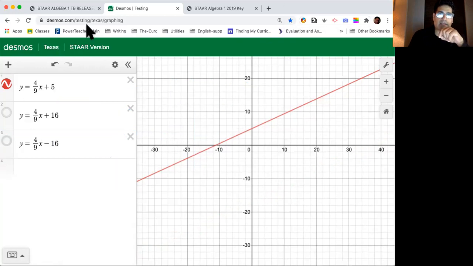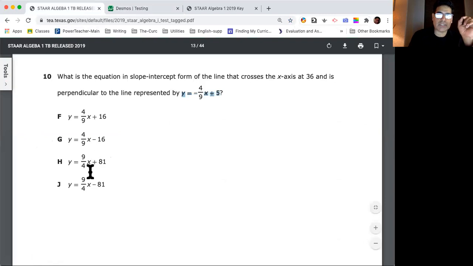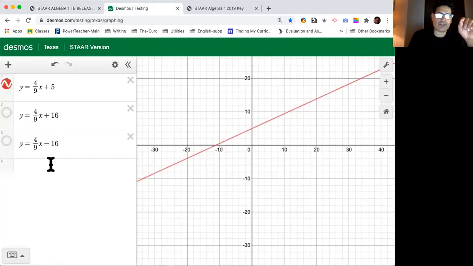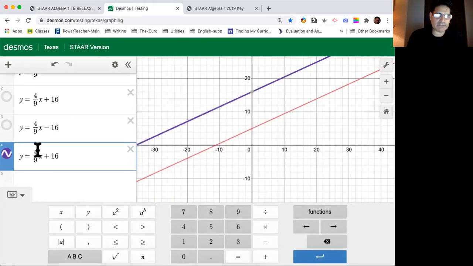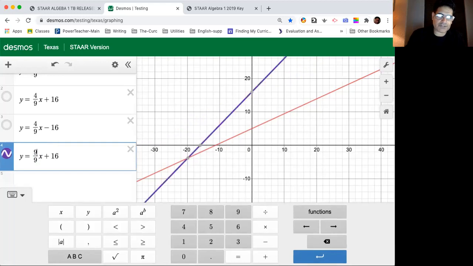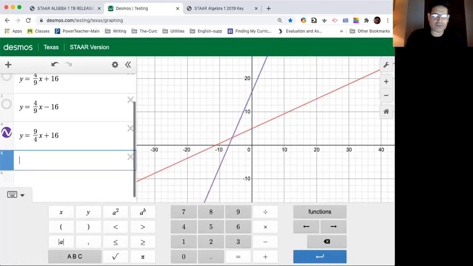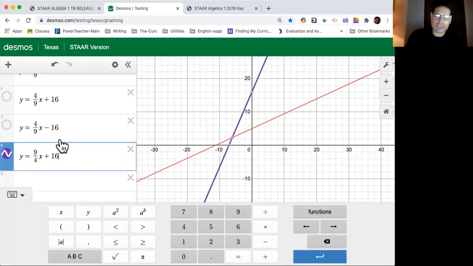So we go back and we enter another one. So we have totally different values here. We have 9/4 plus 81. So let me go back here. I've set this up to, we have 9/4. We invert that fraction, 9/4. And we have a multiple of 16, and that's 81. So that goes out there. But is it perpendicular?